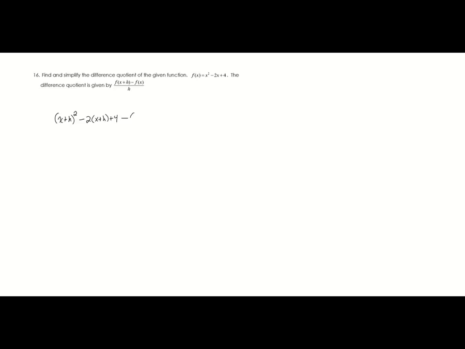And then we're going to subtract f of x, which was x squared minus 2x plus 4. Notice that I put f of x in parentheses because I'm subtracting the entire function. Then I'm going to take this difference and divide it by h. So now I need to go ahead and simplify my numerator. So I'm going to expand x plus h, the quantity squared. That's x squared plus 2xh plus h squared.